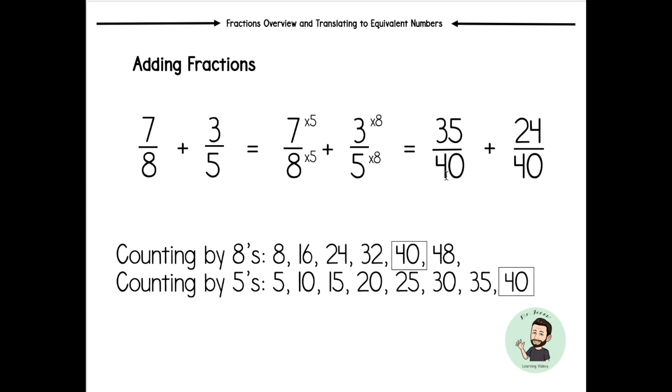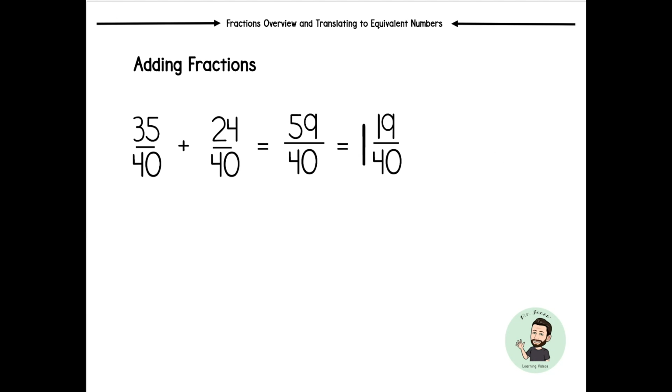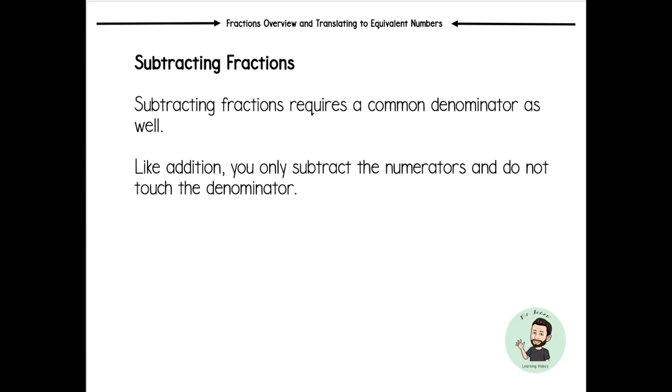And so we end up with 35 over 40 plus 24 over 40, which gives us 59 over 40. It's always great practice to take your improper fraction and represent it as a mixed number. It's just neater and it's sort of good form when we're working with fractions.